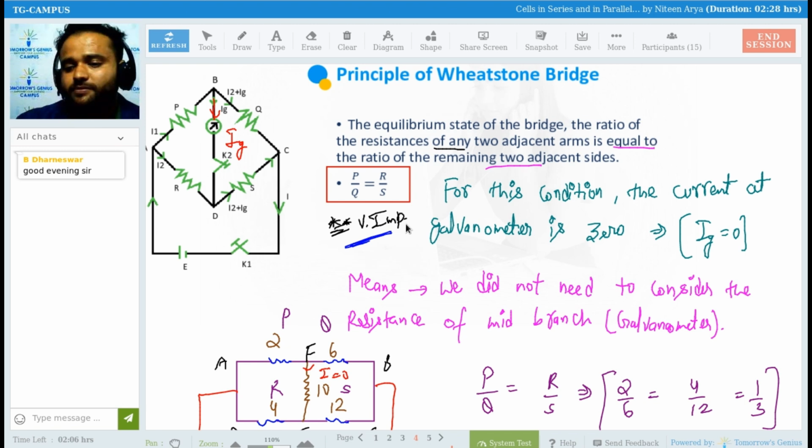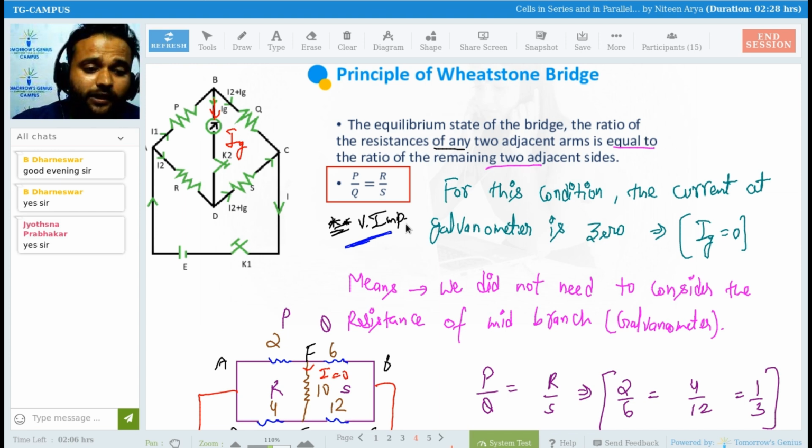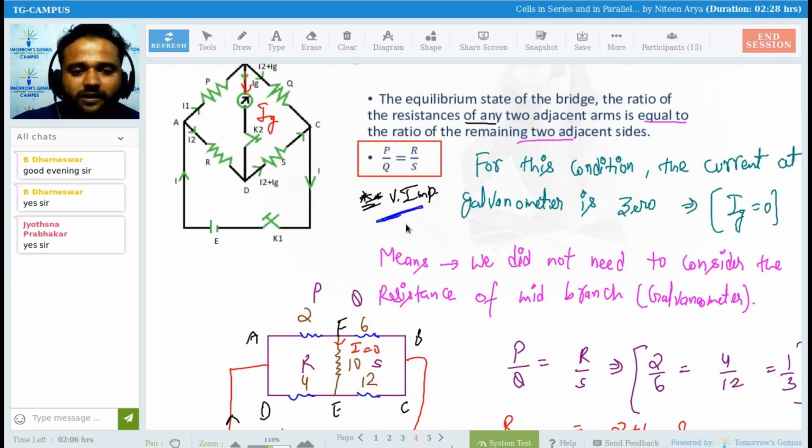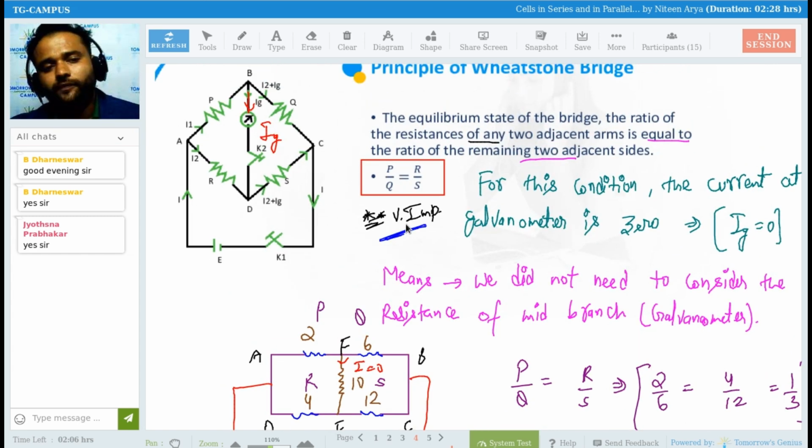Is this clear, everyone? Just type yes if it is clear. So, sir, what is the case when Ig is not 0? When Ig is not 0, obviously this condition is not going to be fulfilled. Then we need to consider that the particular resistance in between is going to participate in the whole combination. Automatically, this P by Q equals R by S condition is going to be fulfilled when Ig is 0. If it is not 0, which is a good question, then this condition is not going to be fulfilled. As simple as that. Clear, everyone?